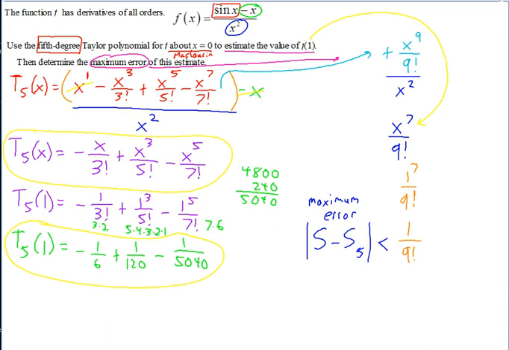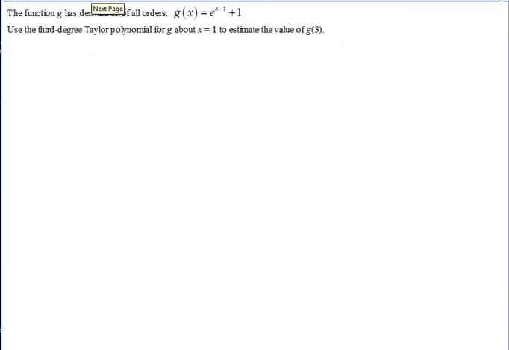Okay, let's look at the next example now. So this one, the function g has derivatives of all orders, and g of x is e to the x minus 1 plus 1. And this time it says use the 3rd degree Taylor polynomial for g about x equals 1. So this one's not Maclaurin because it's not about x equals 0, to estimate the value of g of 3. Okay. So let's first focus on getting the 3rd degree Taylor polynomial.